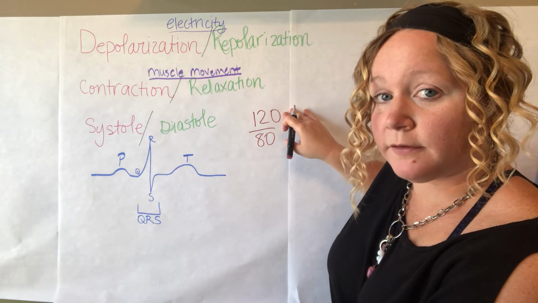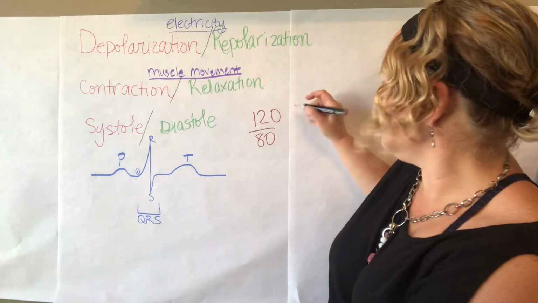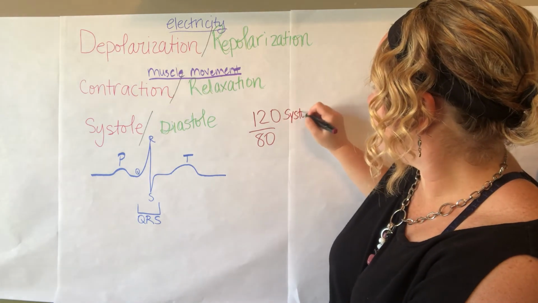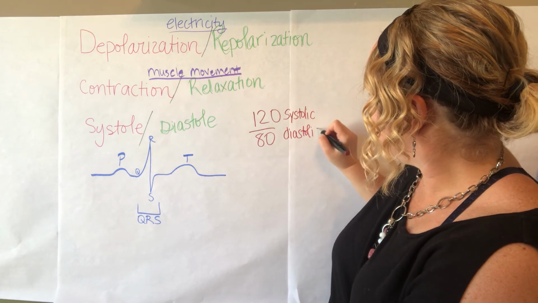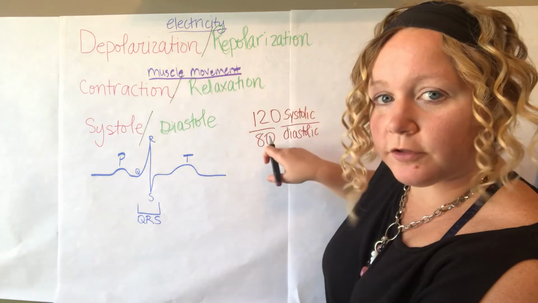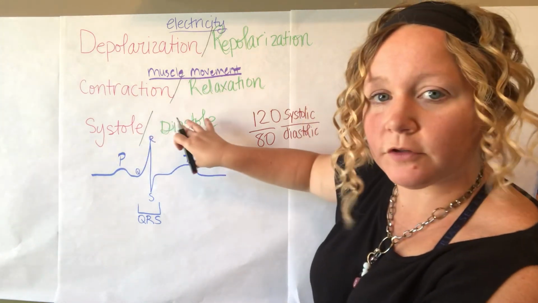Systole, systolic, high pressure, right? Diastolic. The higher pressure, the lower pressure, the bigger number, the smaller number. High pressure, low pressure.